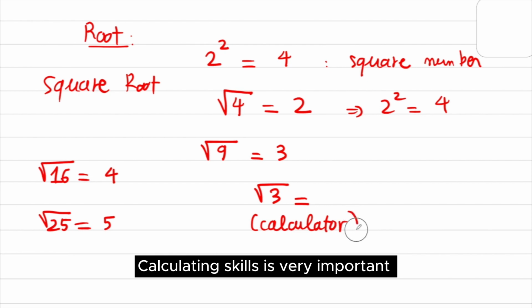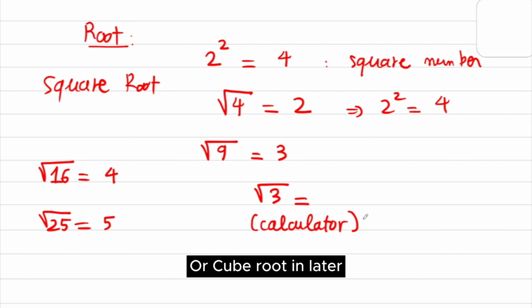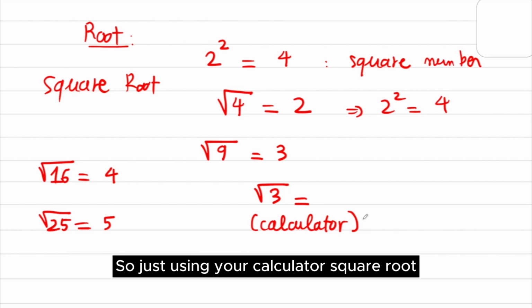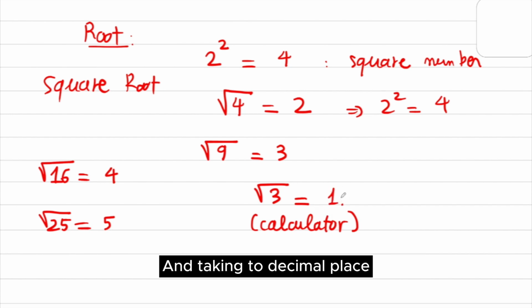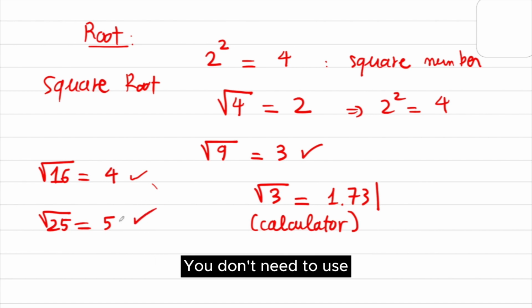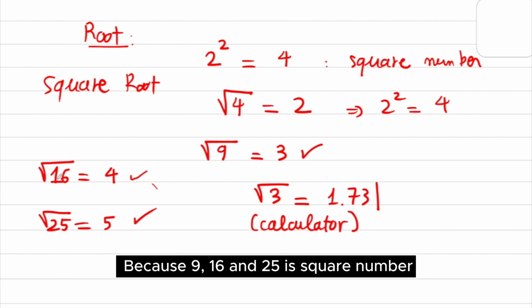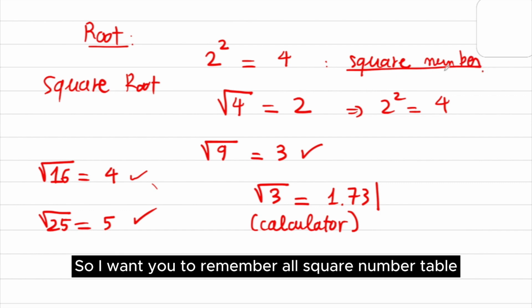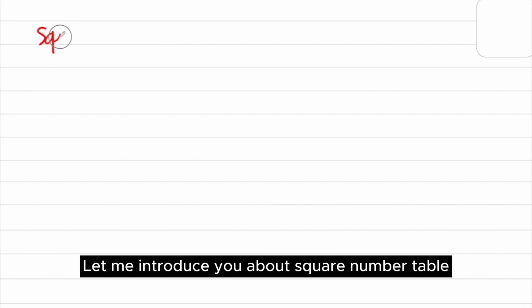Calculator skill is very important when you take a root, whether square root or cube root later. So just using your calculator, the square root gives a decimal number, and taking two decimal places, you get 1.73. For this one you use a calculator, but for the others you don't need to, because 9, 16 and 25 are square numbers. So I want you to remember all the square number table. Let me introduce the square number table.